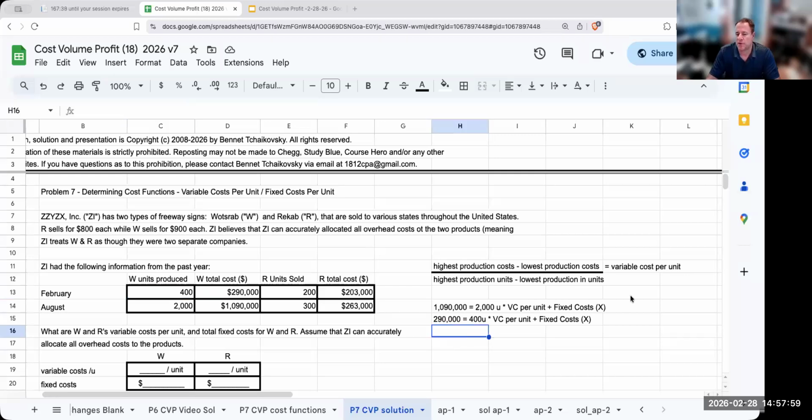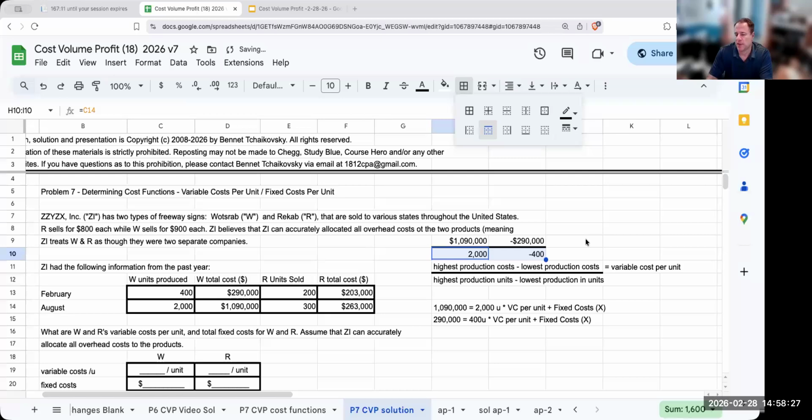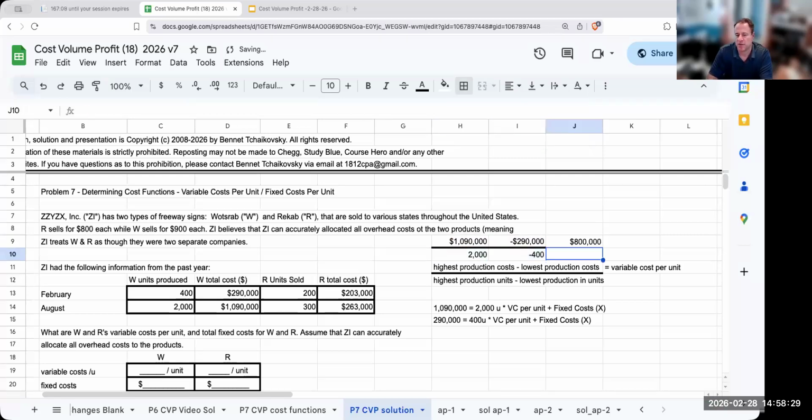So let's go ahead here and put in the values, right? So at the highest production costs, we have $1,090,000. We're going to subtract our lowest total cost over here at 290,000. We're going to have the units here of 2,000 units, and we're going to subtract these 400 units. And what this is going to give us is 800,000 divided by 1,600, or my variable cost per unit of product W.